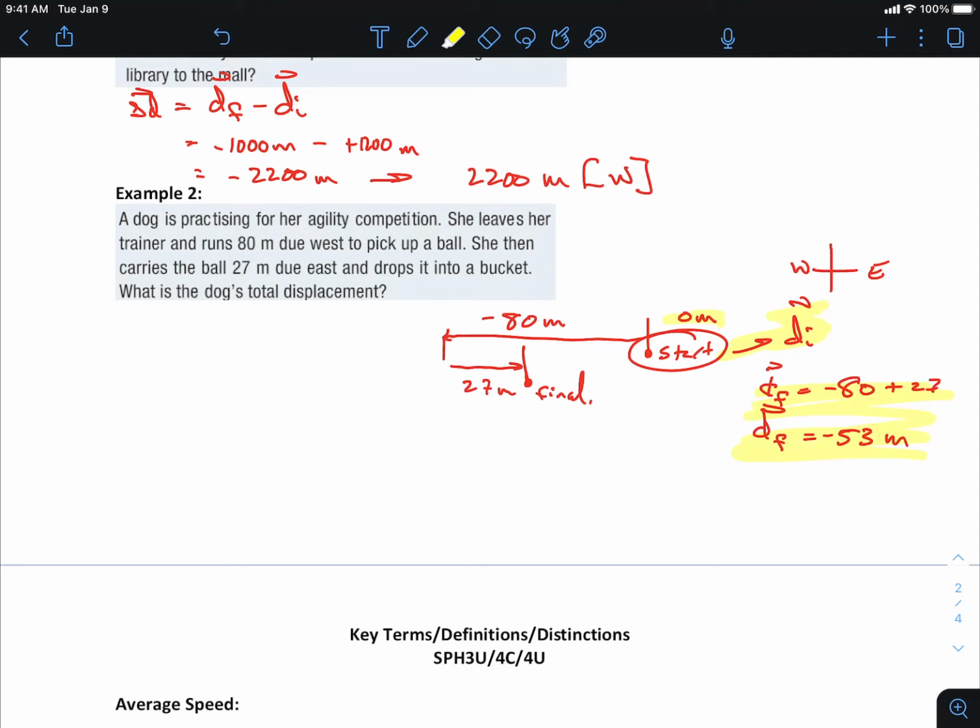The initial displacement value changed, right? And so your total displacement is going to change. So if you just go, okay, we ran 80 meters to the left and then 27, that's negative 53, that's on the left side. Well, it depends on where your reference frame is and what your starting value was. And so just for consistency's sake, I'm still going to write this out.